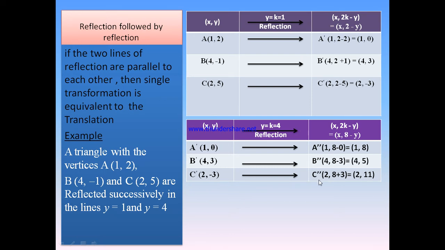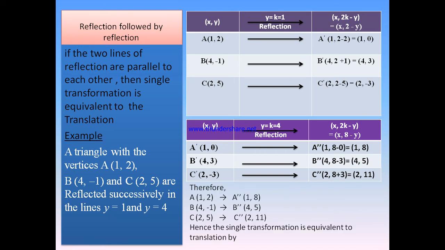But if the question asks, instead of these two successive reflections, what is the single transformation equivalent to this? It means instead of finding A dash from A and A double dash from A dash, is there some shortcut rule to find A double dash directly from A? That is called a single transformation. For that, one method is listed at the bottom of this slide. Look here: A is (1, 2), A double dash is (1, 8). Similarly B, B double dash, C and C double dash.